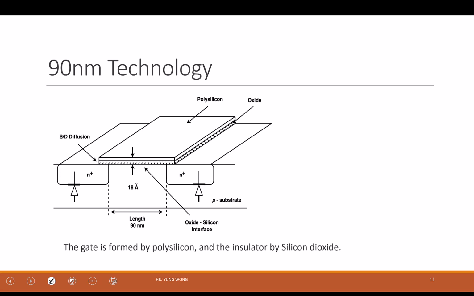So we talked about the cross-section of a transistor before, right? And here is just an example of a 90 nanometer technology. We just want to appreciate the scale. For example, in the 90 nanometer node, we have a gate length of 90 nanometers, right? It's a good time to review this unit.